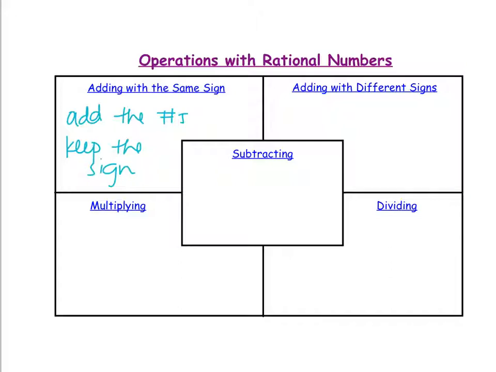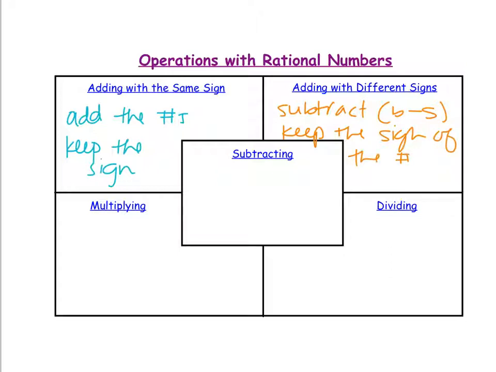When we're adding with different signs, we subtract. Remember, we always have to subtract the bigger minus the smaller. And we keep the sign of the number further from 0.